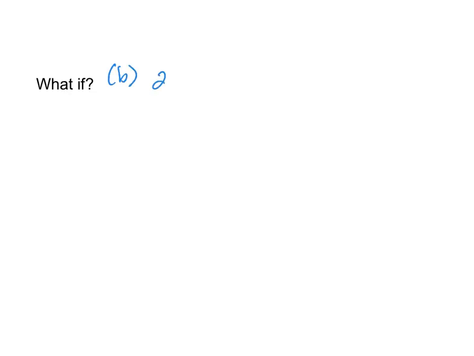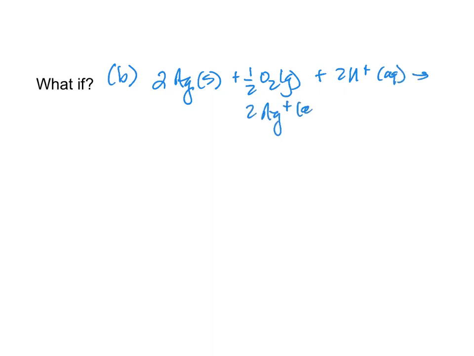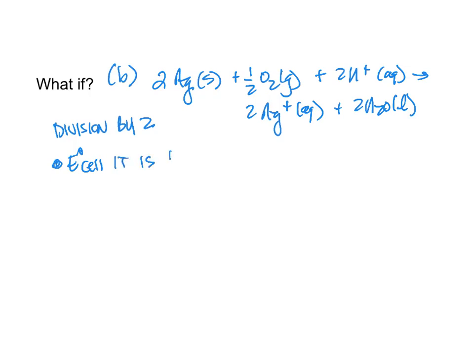What if instead of the first equation, you saw something like Ag solid plus 1/2 O2 gas, plus 2H+ aqueous, that goes to form 2Ag+ aqueous and 2 waters as a liquid. Well, all they did was divide by 2. The point I want to make here is that the E0 of the cell is the same. It does not change based on stoichiometry. It is a measurement of that half cell, so we don't have a change there.